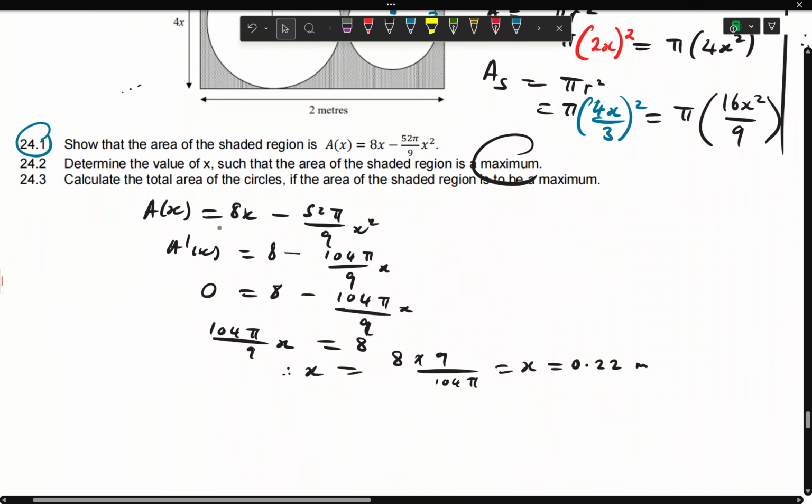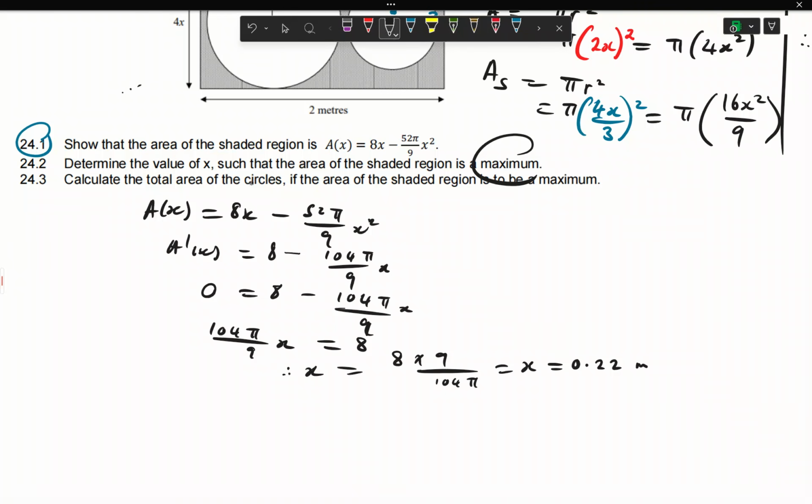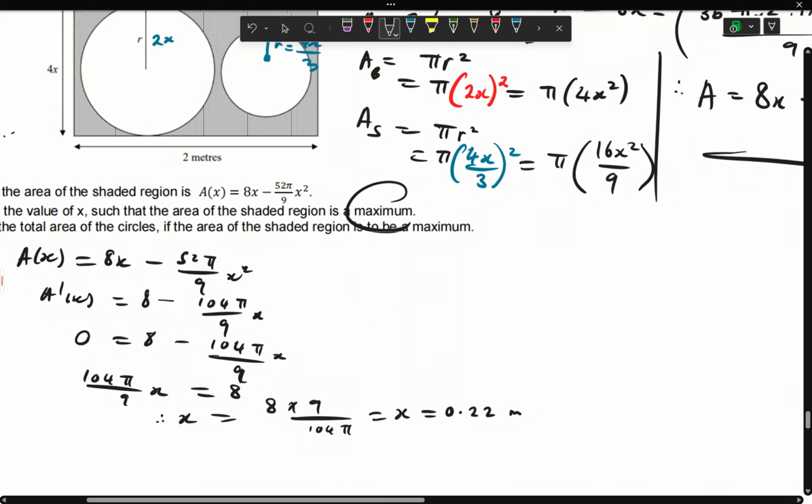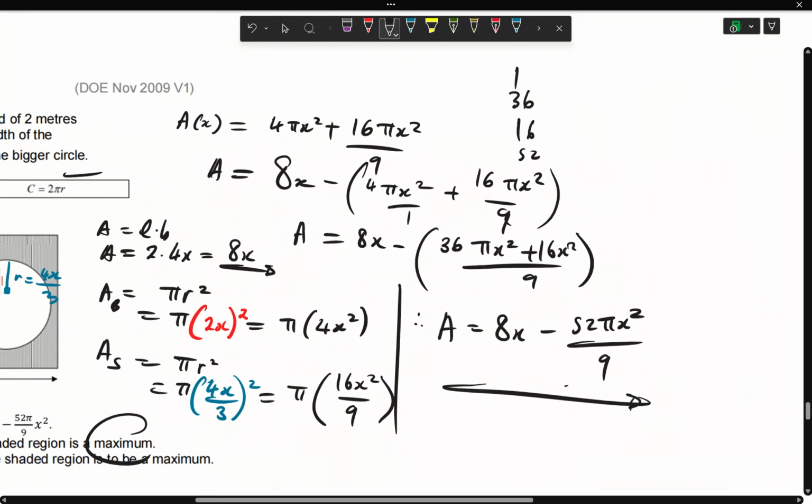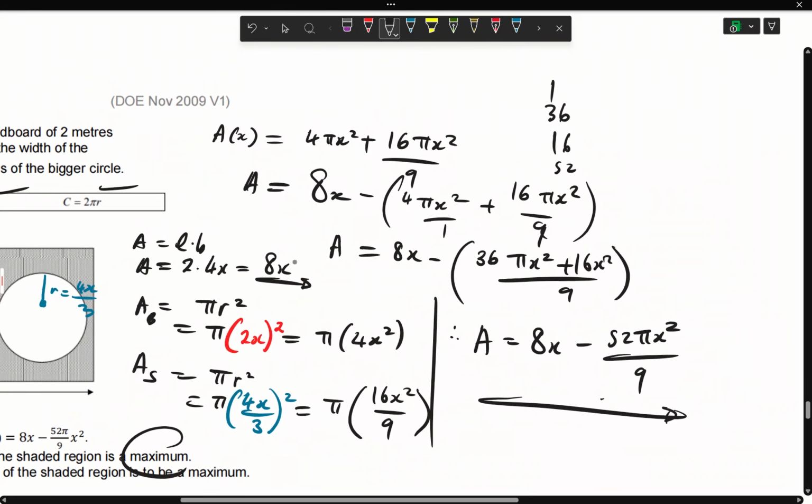So now calculate the total surface, calculate the total area of a circle. The total area of a circle. Remember, this is the area of the circle that we got here. This one, not this one. This, before subtracting, this is what we got here.